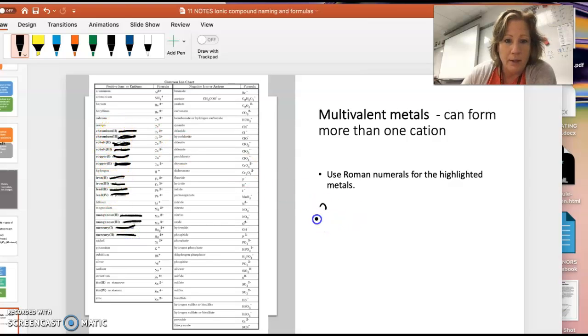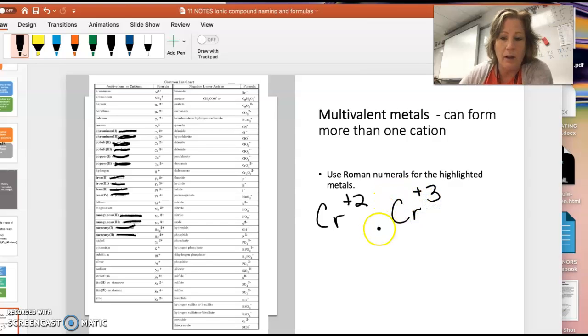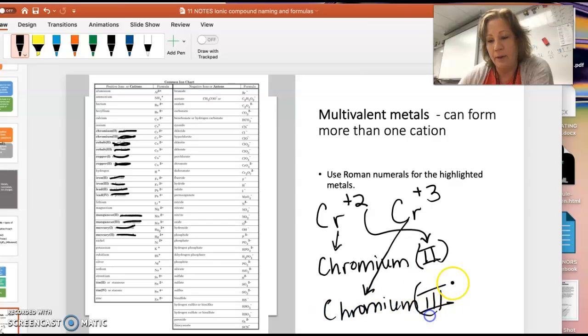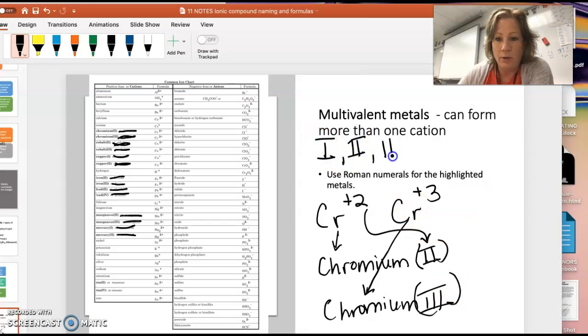Like chromium can be +2 or +3. So I would call this one chromium. It's still a cation, so I don't change the ending. And then Roman numeral 2, that matches the charge. This one would be chromium Roman numeral 3. So you do have to remember your Roman numerals: 1, 2, 3, and then there's also 4. Remember, 4 is 5 minus 1.